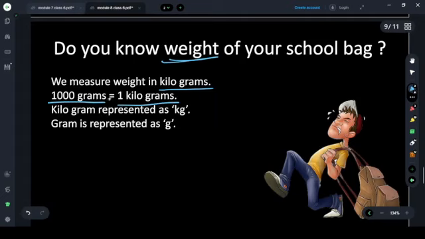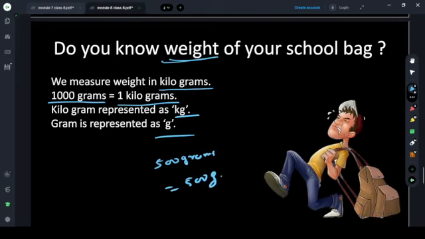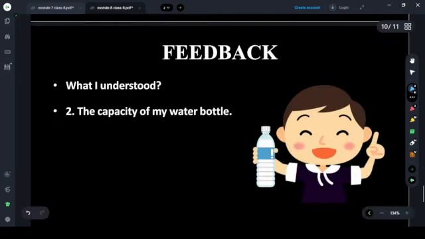There are two units, grams and kilograms. Kilogram is represented by kg and gram is represented by g. If I have to represent 500 grams, I have to write 500 g. Okay, you can convert this unit into another one, gram into kg, kg into gram.